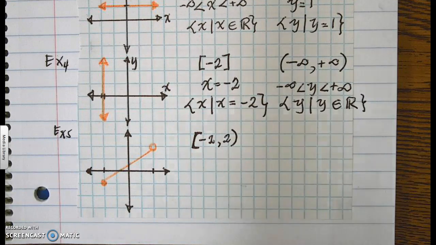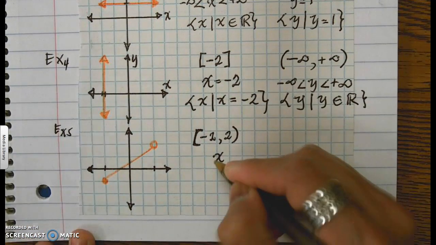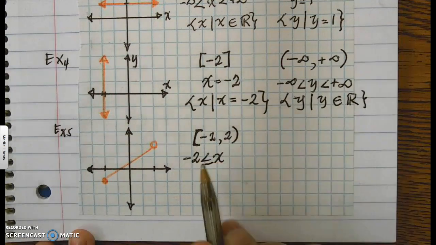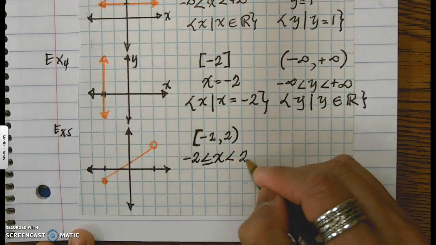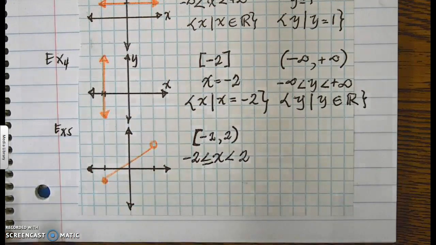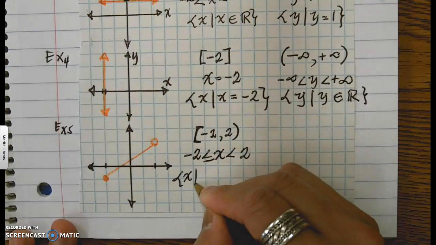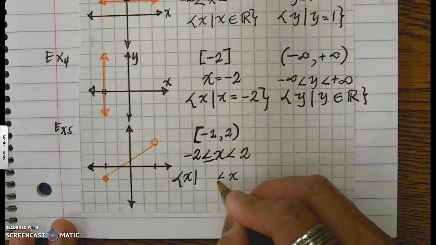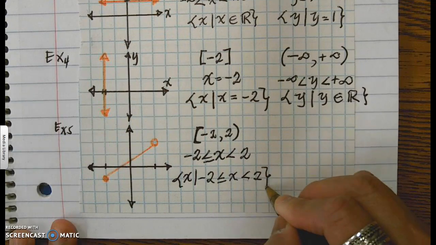All right, so how will it look with the inequality notation? x greater than or equal to -2, with the equal sign because it's shaded, less than 2, no equal sign because it is an open circle. So how will that look for set builder? Set of all x's such that, you're just going to copy this down, x is greater than or equal to -2 but is less than 2. And then you close it like that.